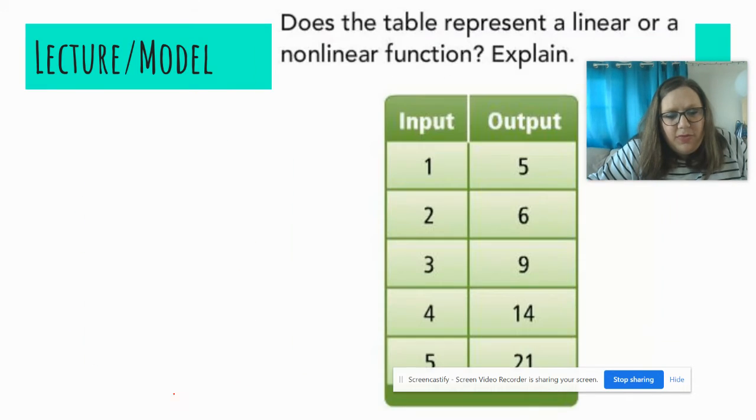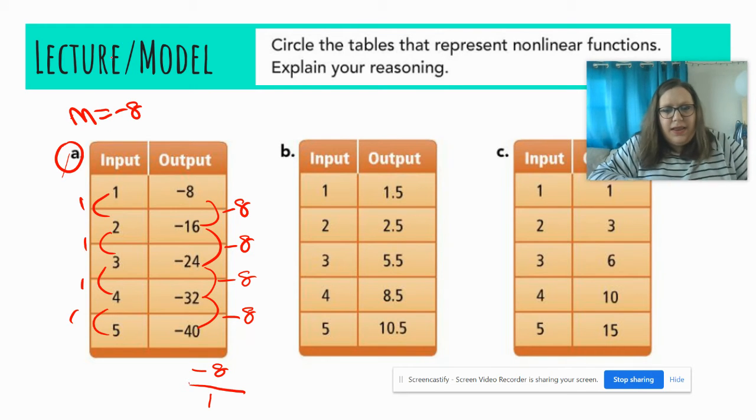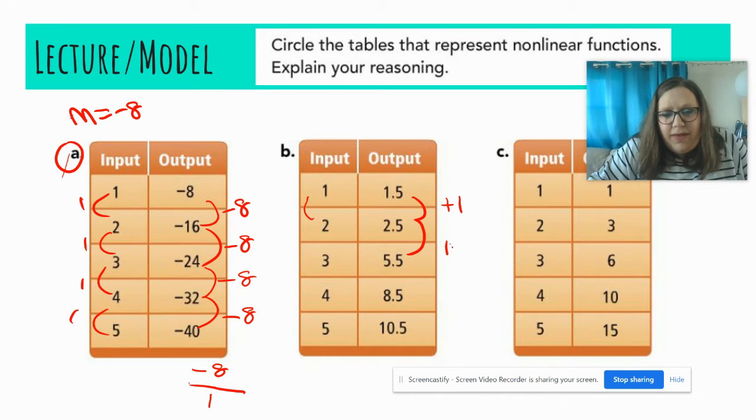So this would be a linear function. It has a slope of -8. So yes, and then m, or the slope, is -8. Here we have, let's look at the output first. 1.5 to 2.5 is +1. 2.5 to 5.5 is +3. 5.5 to 8.5 is +3. 8.5 to 10.5 is +2. So that's all over the place. That is not linear.